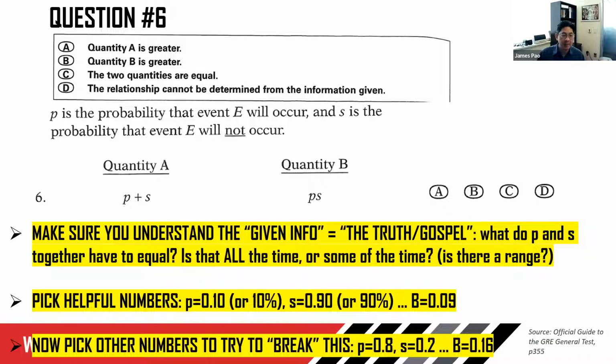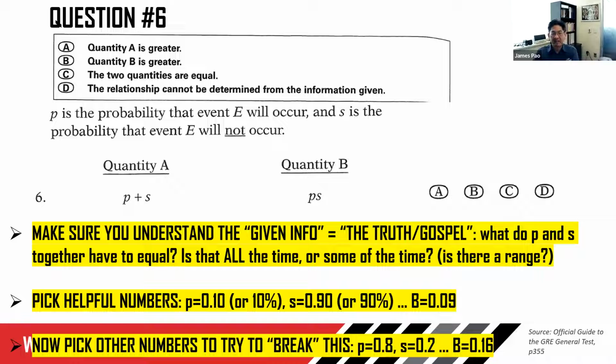All right, I got a couple more questions for you before we end our hour-long session. But this next one is question number 6. And you start off with the given information that P is the probability that some event E is going to occur. S is the probability that that same event E will not occur. Notice we're talking about the exact same event because it's the same letter E. So P is the probability it will happen. S is the probability it will not happen.